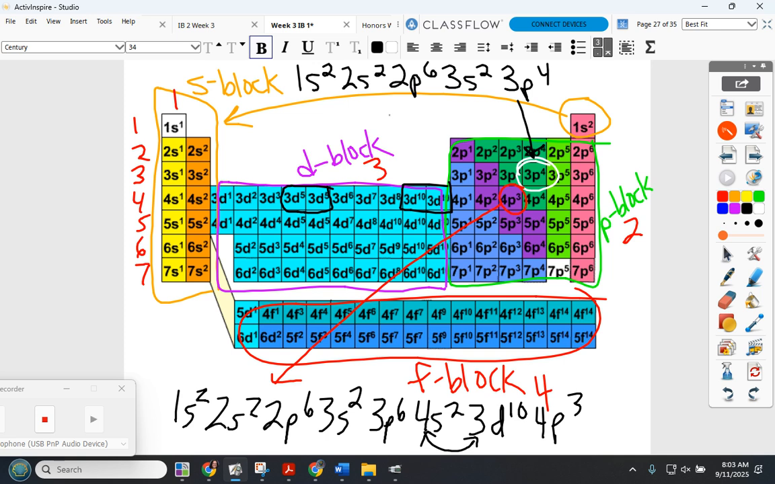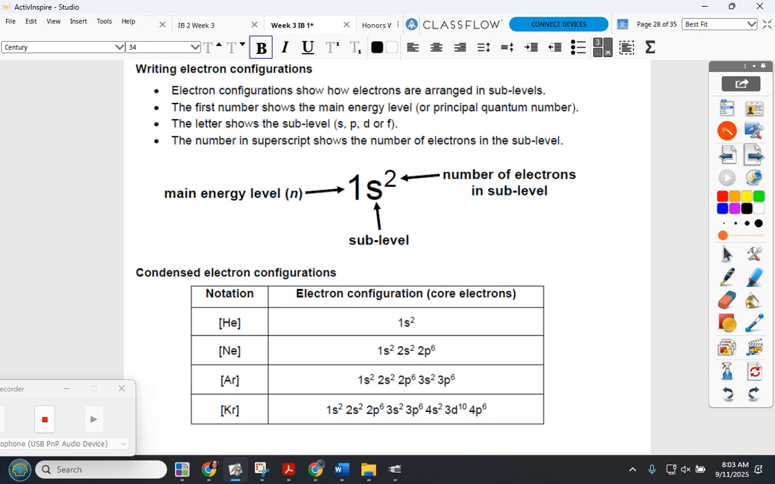Yeah, so we talked about that. So looking now just in your packet on the next section, this is just showing the same idea here. Main energy level, sublevel, how many electrons are in that sublevel. And we just repeat that for as many sublevels as we have electrons in for that element.